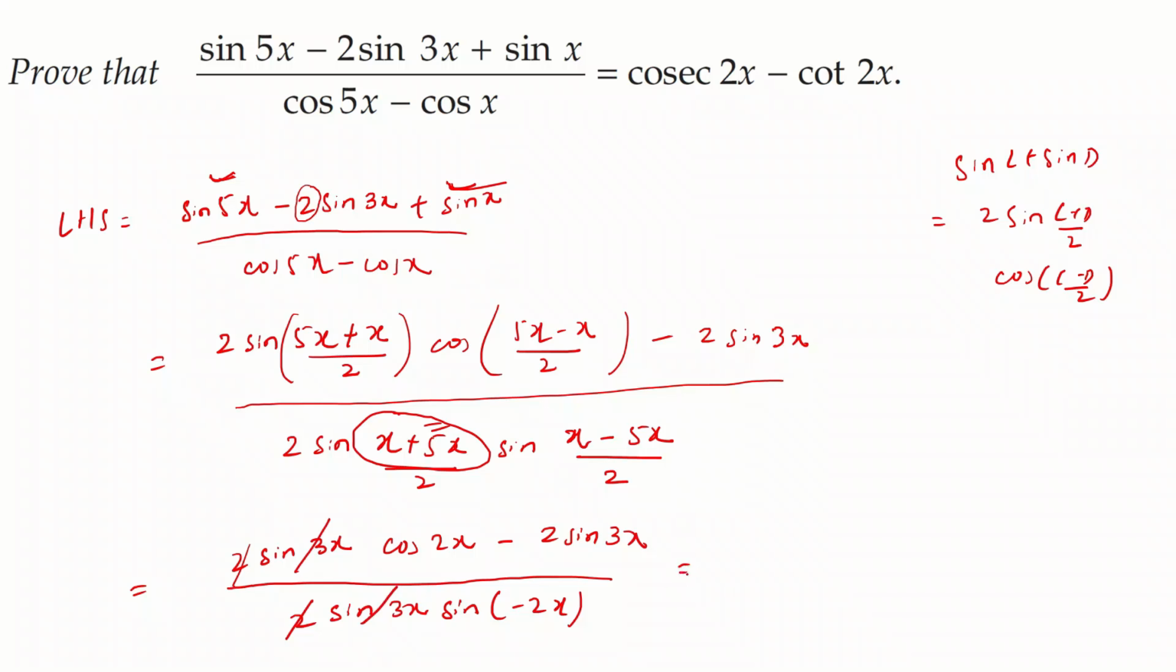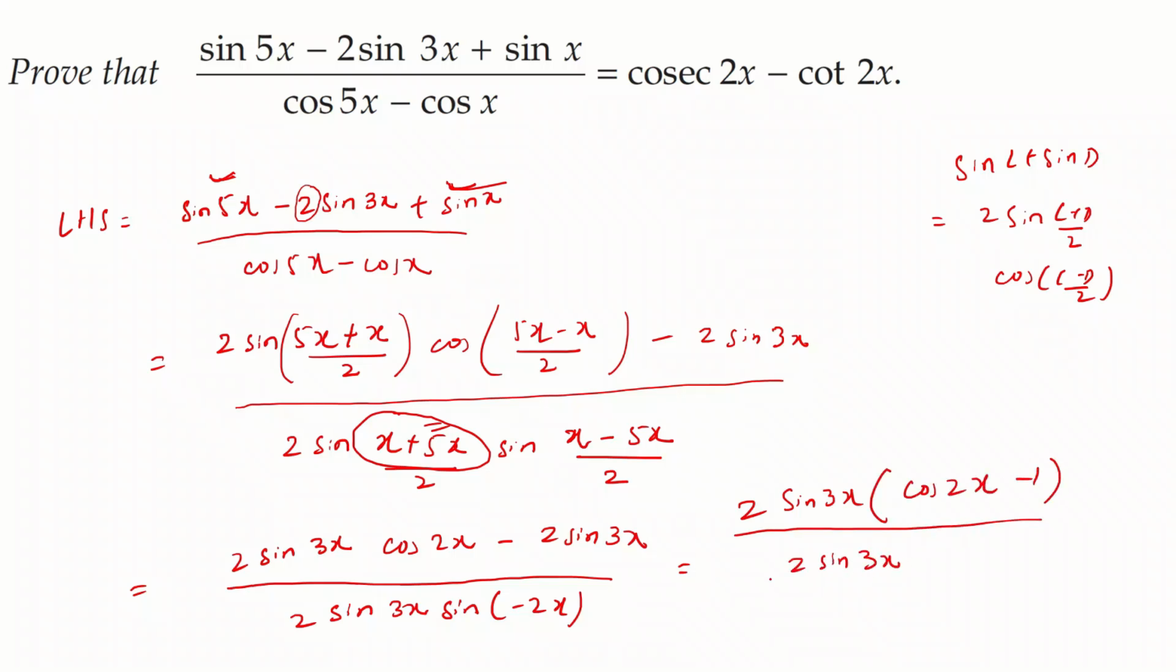What we are left with, I'm sorry, there is a negative over here, so we have to first factorize the numerator. So let's make these things alive again. Okay, they are alive, and now you take 2 sine 3x common in the numerator. We cannot cancel out without factorizing. Okay, cos 2x minus 1 divided by 2 sine 3x, and sine minus 2x we can take minus outside, we can write sine 2x, and now we can cancel these things.